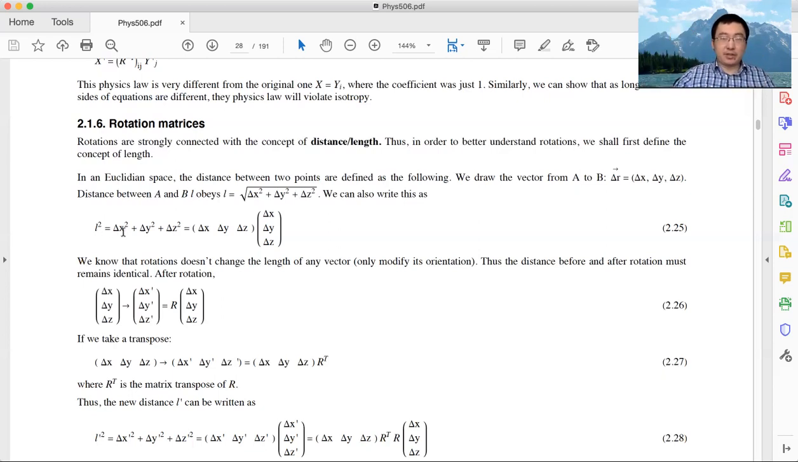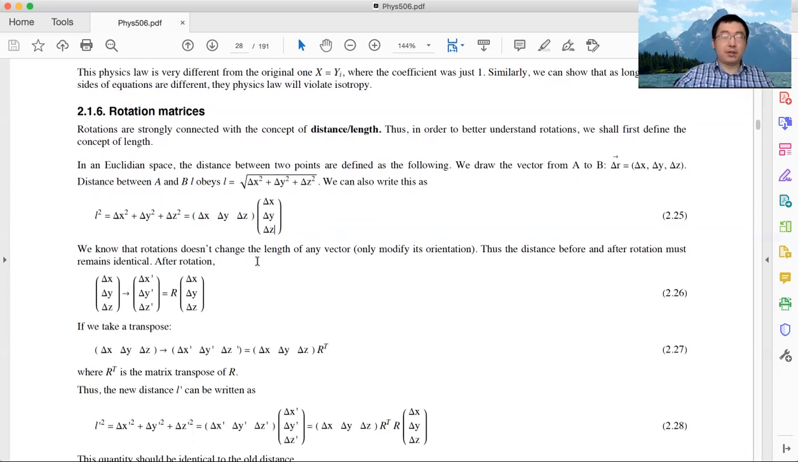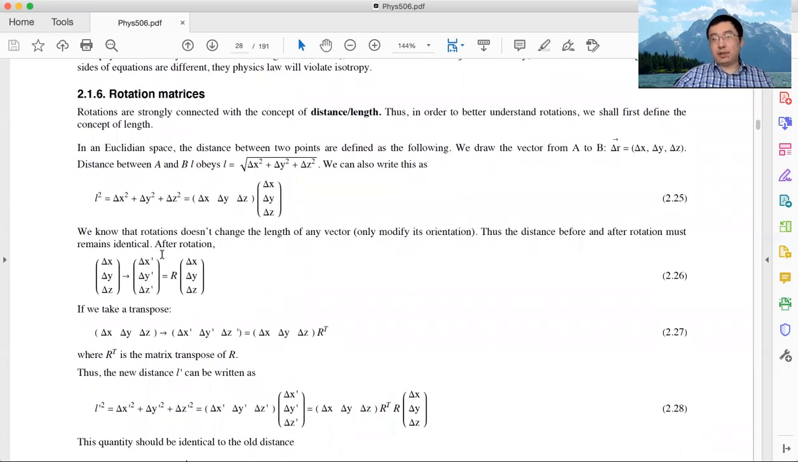The square of distance is delta x squared plus delta y squared plus delta z squared. This can be written as a row vector, (delta x, delta y, delta z), multiplied by a column vector, (delta x, delta y, delta z). So this is actually the distance squared in a 3D space. And under rotation, we know that the delta x, y, z becomes delta x prime, y prime, and z prime.